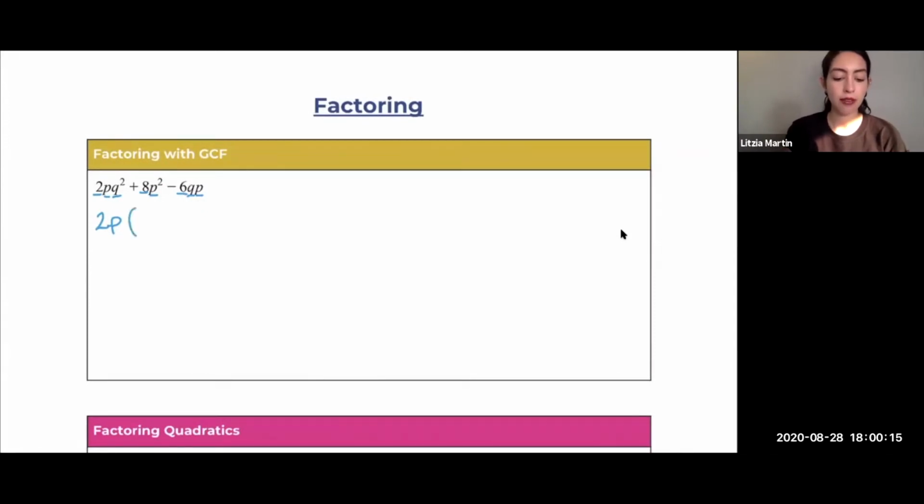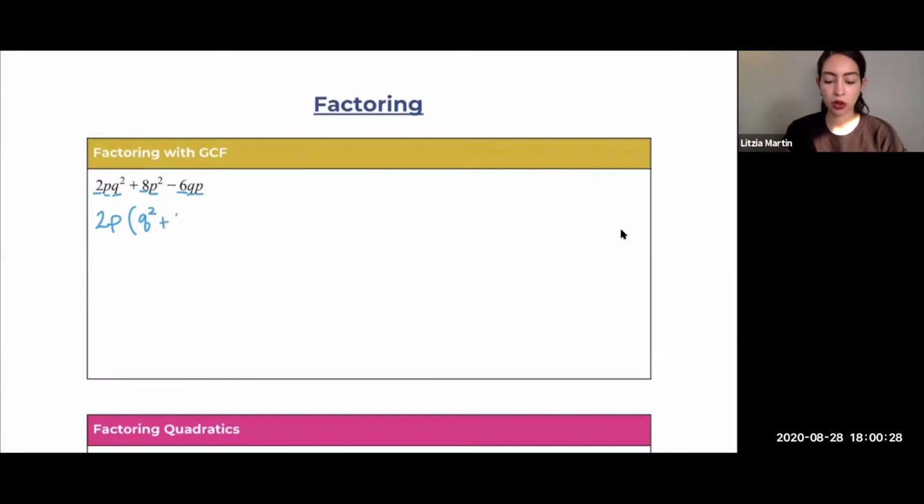So what I'm left with in the first term when I factor out 2p is a q squared. And then when I factor out a 2p from 8p squared, that's going to give me 4p. And lastly, minus 6qp. So since this is a positive 2 in the front, then we are going to be left with a negative 3q. And we can go ahead and close the parentheses.